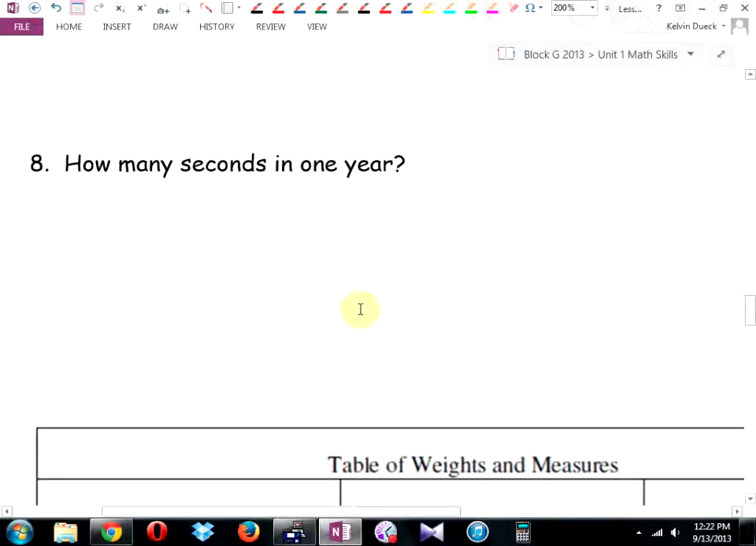Number 8. How many seconds in a year? By the way, I should ask, does anybody here know how many minutes in a year? Yep. From Rent? Or do you actually know this? No, I know from Rent. 525,600.